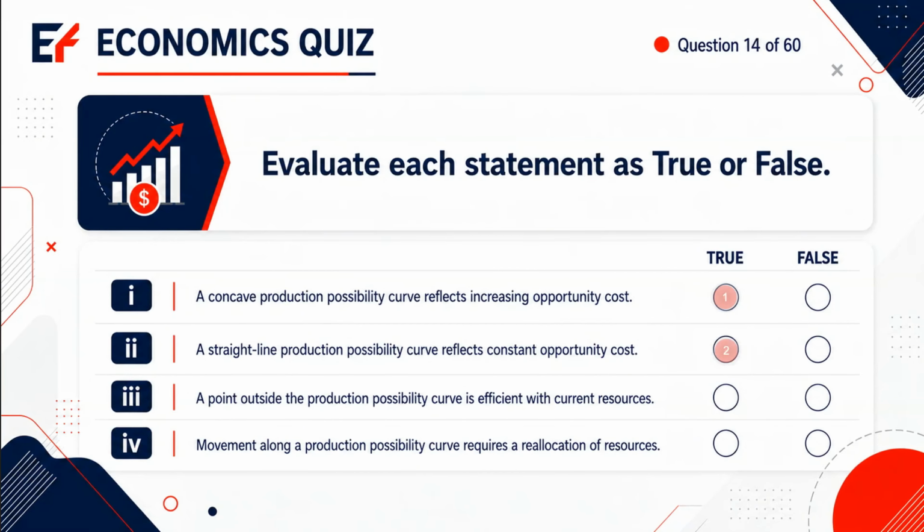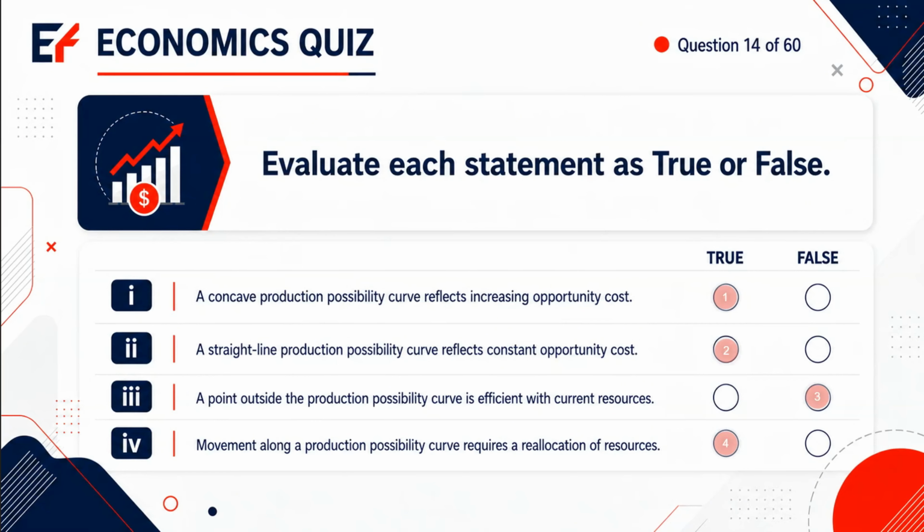A point outside the production possibility curve is efficient with current resources. The correct answer is false. Movement along a production possibility curve requires a reallocation of resources. The correct answer is true.